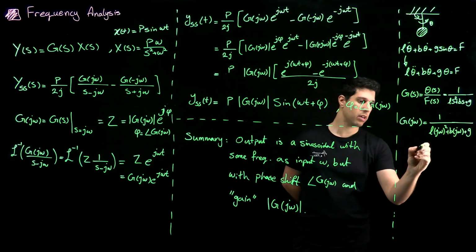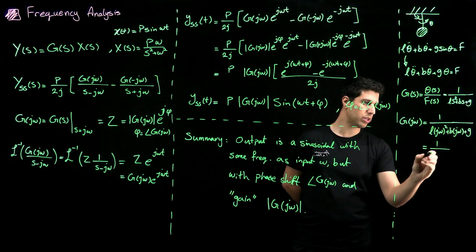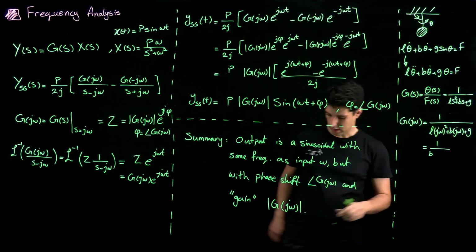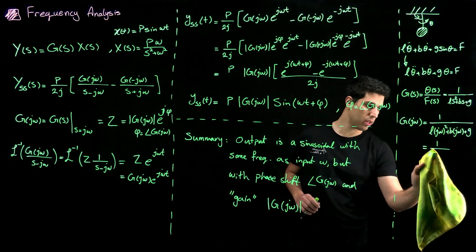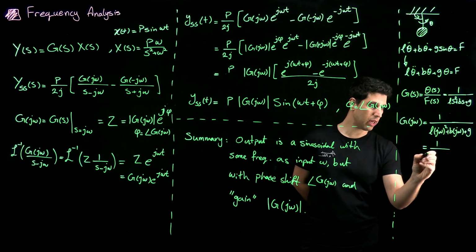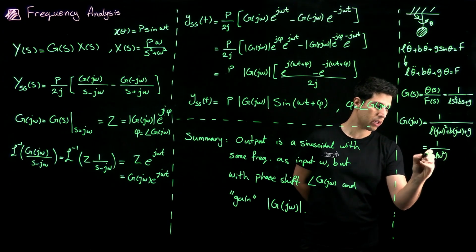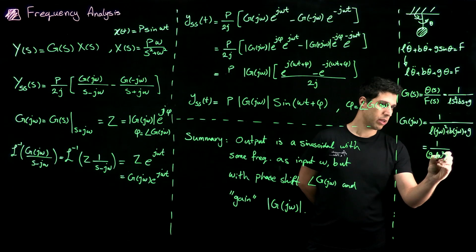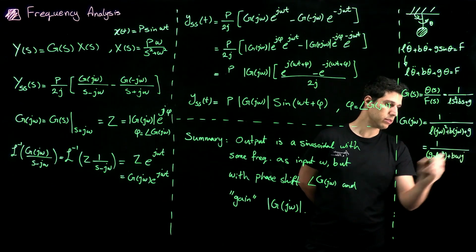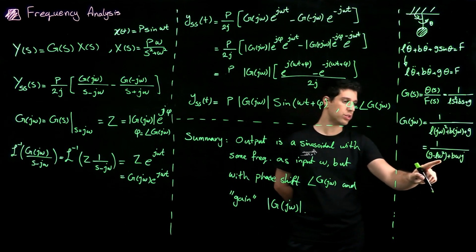J squared is minus 1, so I have 1 over, well, let me write it this way. First, the real parts to make it look nicer. So I'll have G minus L omega squared plus B omega j. So that is my sinusoidal transfer function, which is a function of omega.